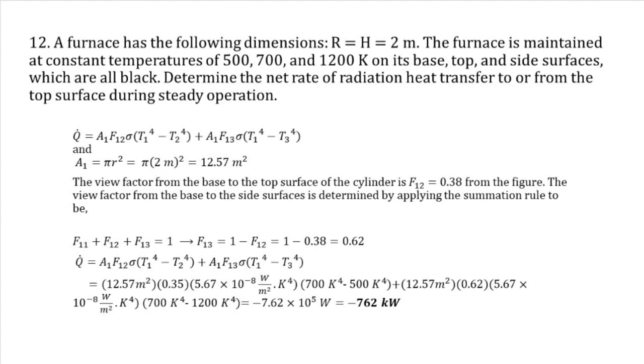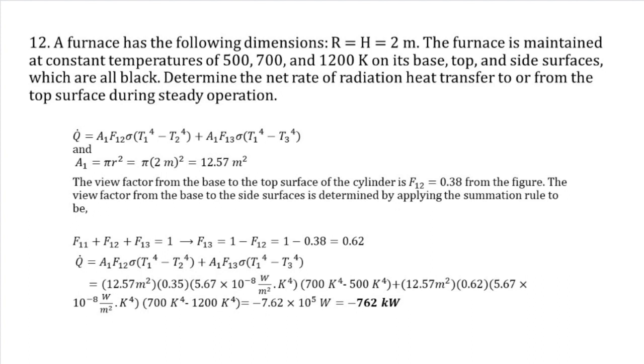At first, we're gonna get the area sub 1 by this equation, pi r squared. So r is equal to 2 meters, and we'll get 12.57 meters squared. The view factor from the base to the top surface of the cylinder, F sub 12, is equal to 0.38 from the figure.